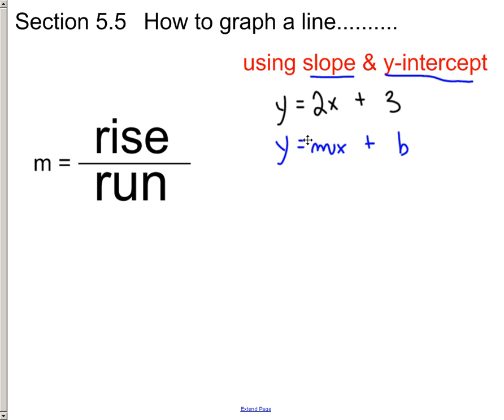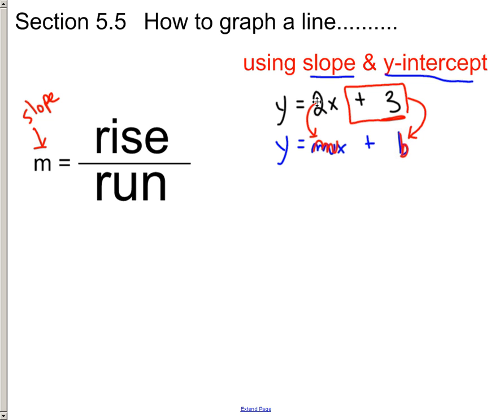The m right here is our slope. So that's how we do that. The b right here, this number by itself, not right next to the x, is going to be our y-intercept. So 3, positive 3, and you always look at the sign in front, is going to be our y-intercept, and 2 is going to be our slope.